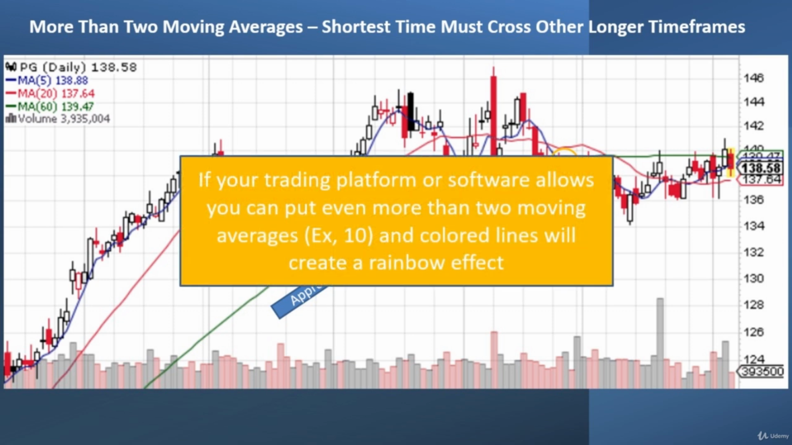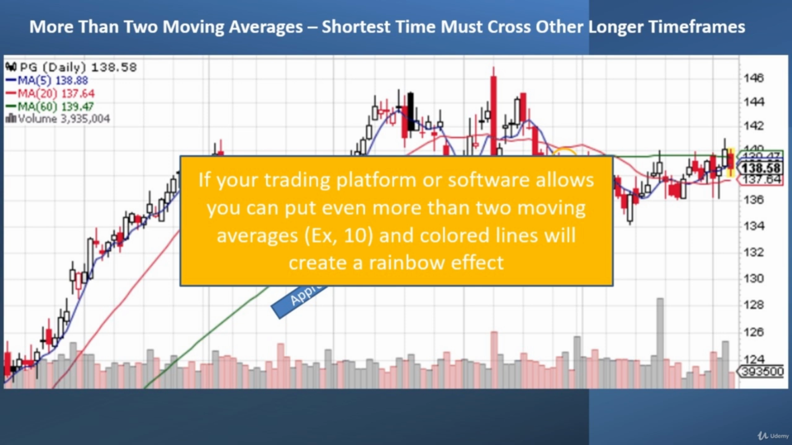Another thought is, if your trading platform or software allows, you can put more than two moving averages on there, 3 or 4 or however many you want. You can go up as high as 10, depending on the trading platform. A lot of them top out at 10 or at 3. But if you can put a whole bunch of them on there, you'll get this colored line effect, like a rainbow. Your shortest time frame will move through the rainbow, and some people like that.